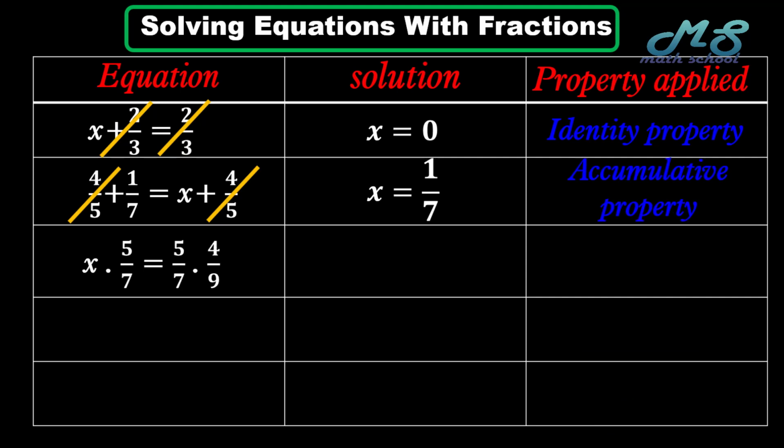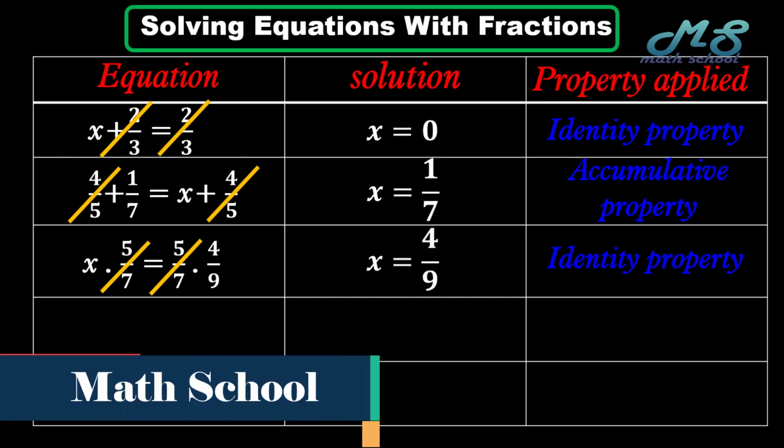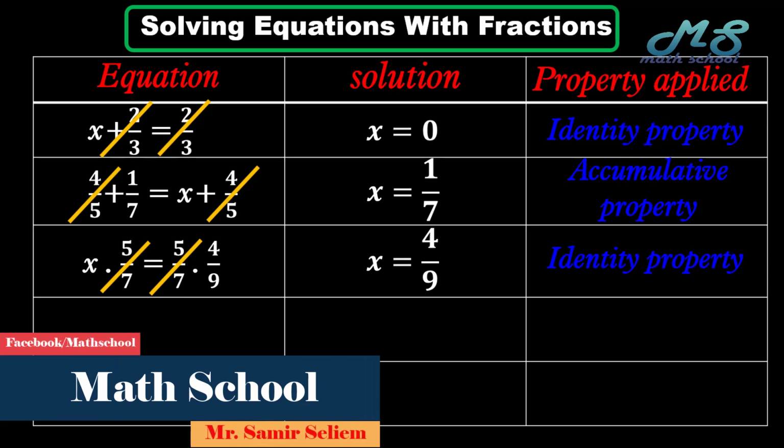Next, guys, x times 5 over 7 equals 5 over 7 times 4 over 9. Now cancel the repeated fraction 5 over 7. We will get that x equals 4 over 9. What about the name of the property? It is identity property in multiplication.